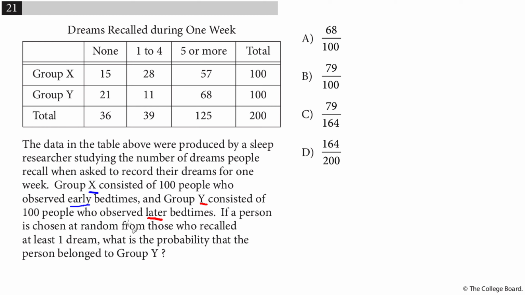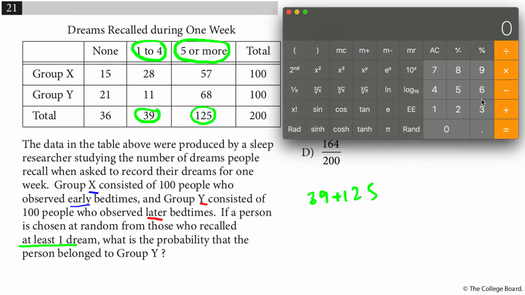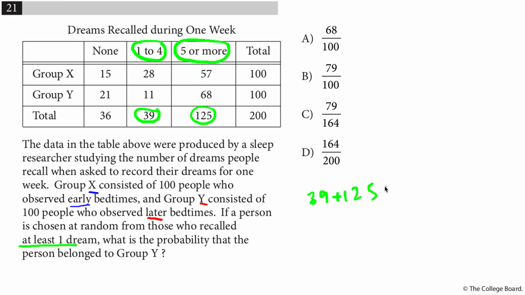So at least one dream is 1 to 4, and it also includes 5 or more. So it could be this group or that group. So we're dealing with these 39 people and these 125 people. So recalled at least one dream would be 39 plus 125. Either do that in your head or you have a calculator for this section. So 39 plus 125, and I get 164.